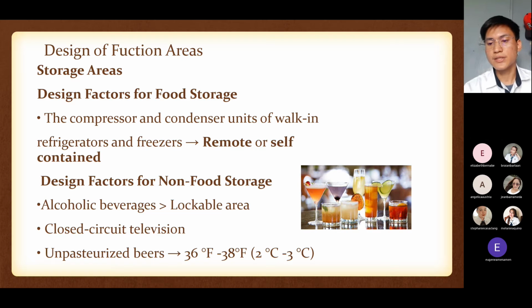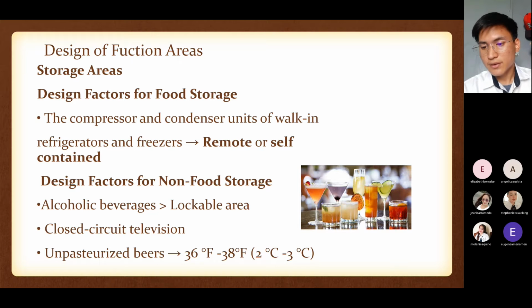So, design of function areas, storage area design factors for storage: the compressors and the condenser units of the walk-in refrigerator and freezer, remote or self-contained. So para yung mga product na ipinapasok dito is hindi madaling masira or mamaintain yung ganda ng product na pinapasok sa likod. The design factors for non-food storage is for alcoholic beverages and lockable area, closed circuit television. Beers, 36 to 38 Fahrenheit, or 2 to 3 degrees Celsius.